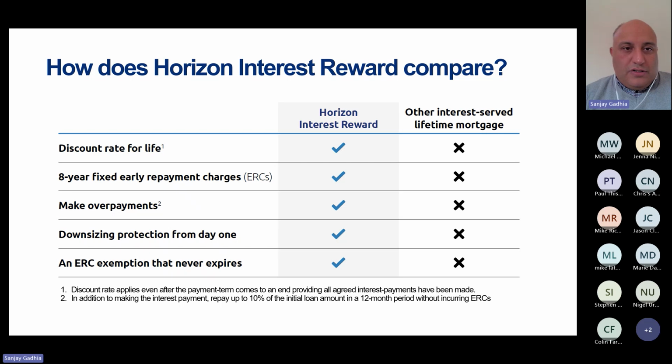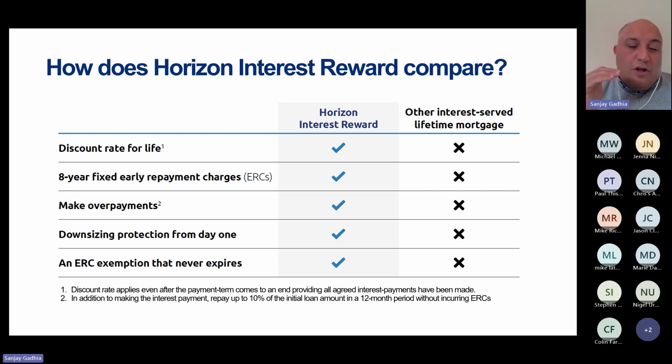So first and foremost, as I mentioned, providing your customers make those monthly committed payments for the said term of 5, 10, or 15 years, that discount will remain for life. Whereas with other lenders, they do apply a discount, but it stops at the point that your customer stops making those monthly payments and then reverts to roll up.